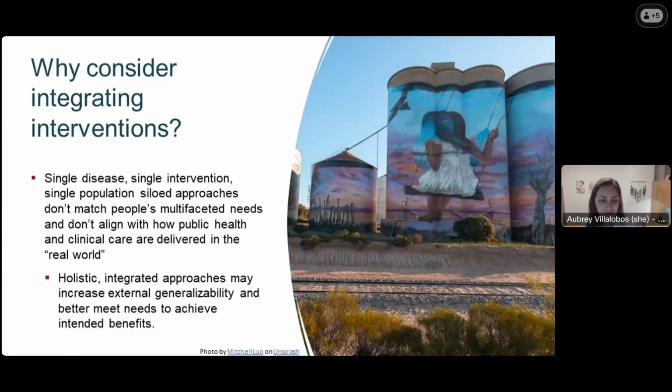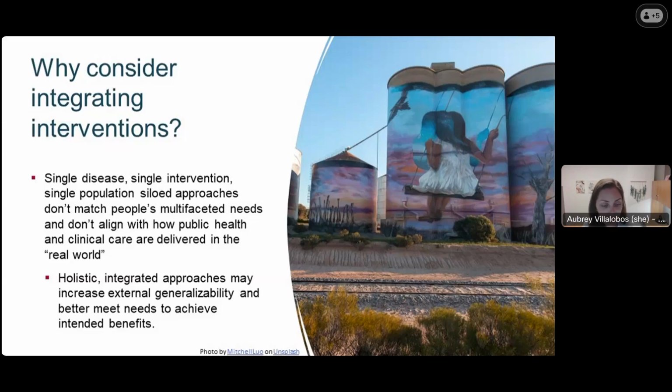Next slide, please. So why should we consider integrating interventions? One motivation for considering this is that the typical single disease, single intervention, siloed approaches that we have tended to develop are often not having their maximum potential impact. In part, this may be because people have multifaceted needs and because siloed intervention structures do not always align with how we deliver care in public health and clinical settings.